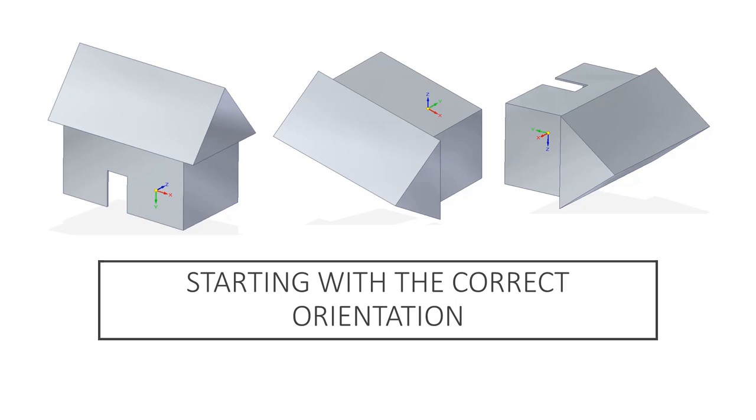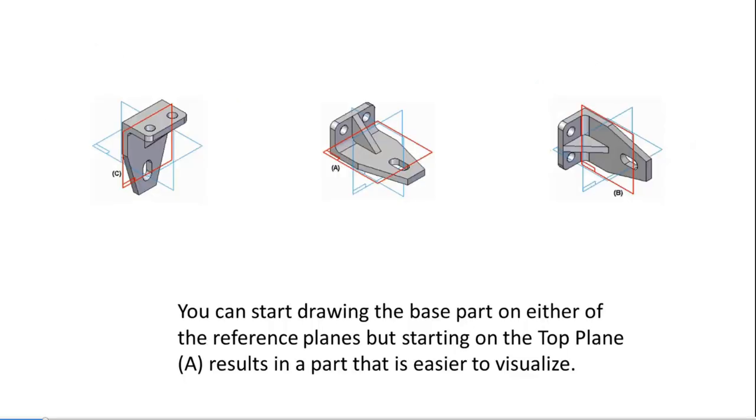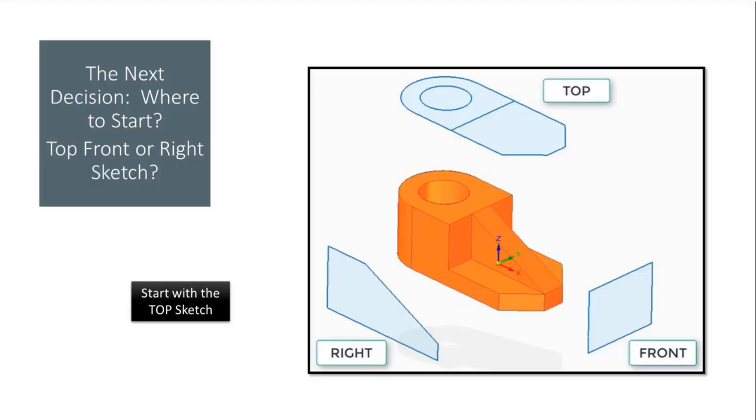These illustrations of the house show why it's so important to start with the correct orientation. You can start drawing the base part on either of the reference planes, but starting on the top plane, plane A, results in a part that's much easier to visualize. The next decision: where to start, with what sketch? The top, the front, or right? In this case, it's easier to start with the top sketch.